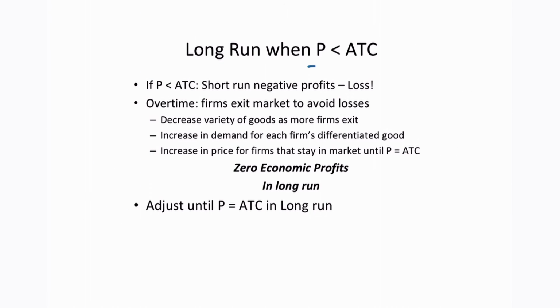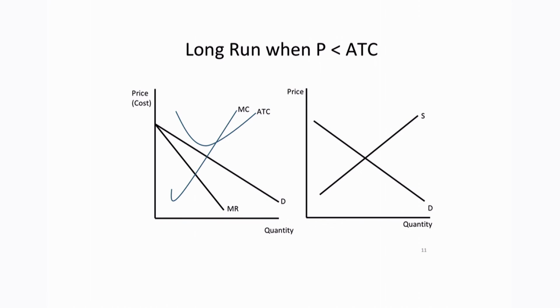Now, what if the price is less than average total cost? Then in the short run, we're experiencing negative profits or a loss. So therefore, firms are going to exit this market to avoid the loss. Let's observe what happens. Here's a situation where the price is below average total cost. We produce, again, at point A, where marginal revenue is equal to marginal cost. We set the price at point B according to the demand. We'll call this, again, P1 and Q1. Here you can see here's the price, and here's average total cost. So the difference here is a loss for the firm.